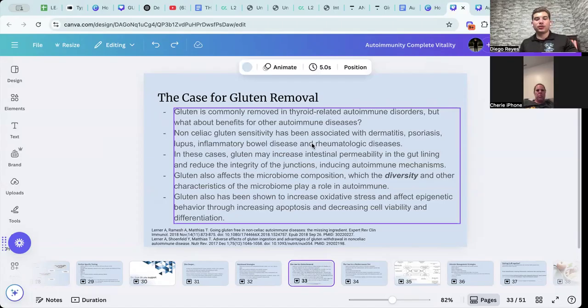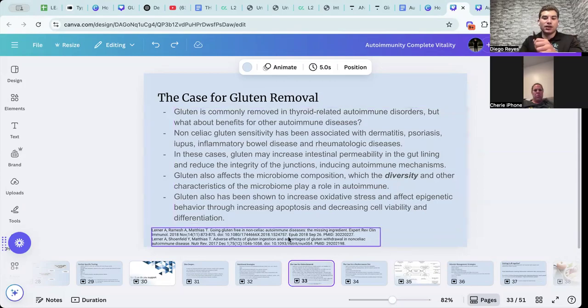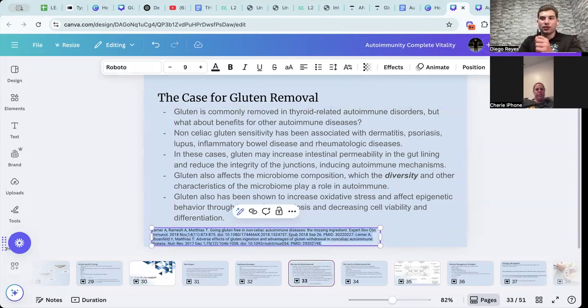So, what is the case for gluten removal? Gluten is a commonly removed food in thyroid-related autoimmune diseases. Okay. Non-celiac gluten sensitivity has been associated with dermatitis, psoriasis, lupus, inflammatory bowel disease, Crohn's and colitis, and rheumatologic diseases. Non-celiac gluten sensitivity means that you have a gluten sensitivity without having full-blown celiac disease. And this is the reference right here. It's not that I'm just pulling this out of my rear end.